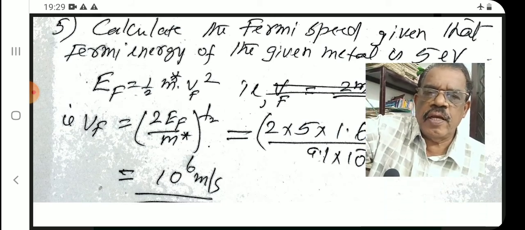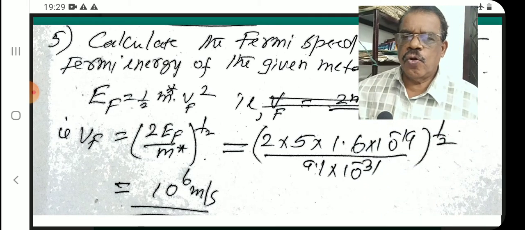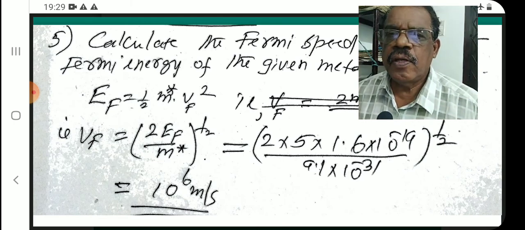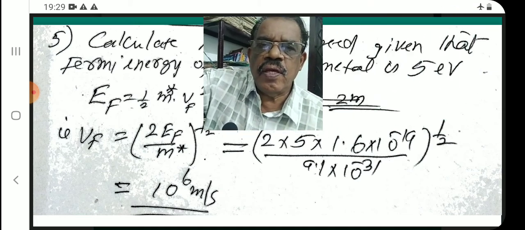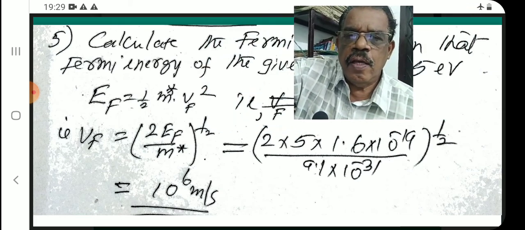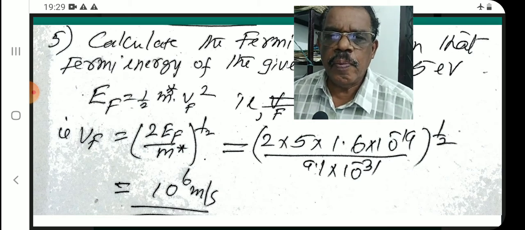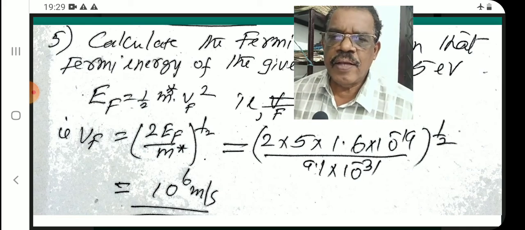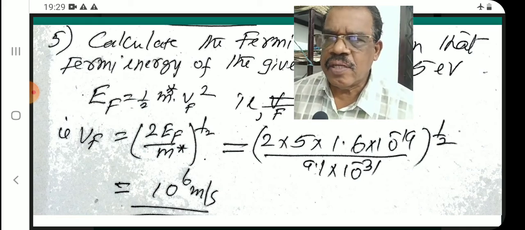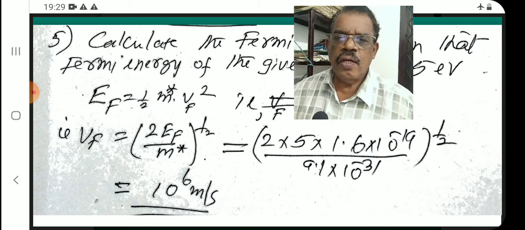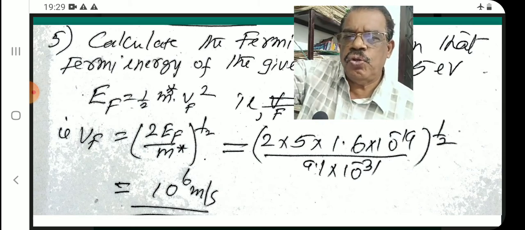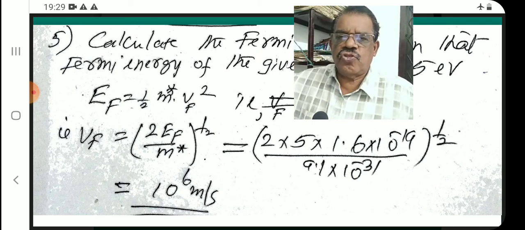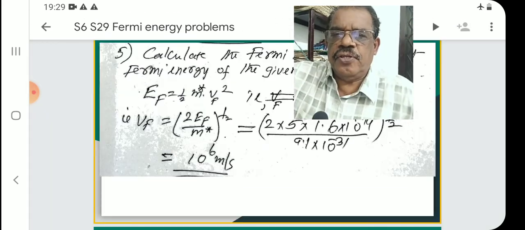And you remember in a conductor like copper, M star is M, the rest mass of the electron. So we write 2 into EF. EF is given as 5 eV, which we convert into joule by multiplying by 1.6 into 10 raised to minus 19. The effective mass is the rest mass of the electron, 9.1 into 10 raised to minus 31, and you note the power half. We get VF as 10 raised to 6 meter per second. Answer.